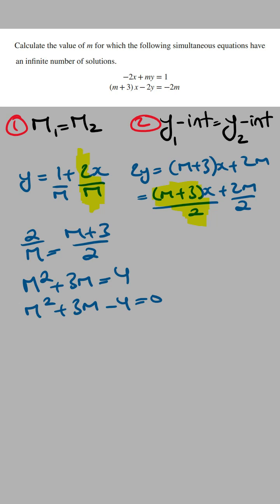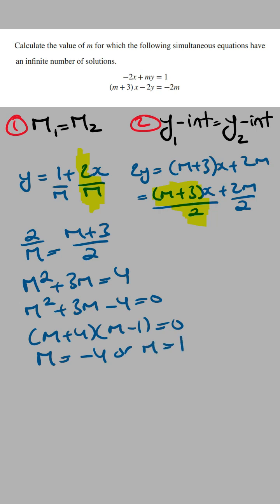We now have a quadratic, and so factorizing this, we're going to get m plus 4 times m minus 1 is equal to 0, which means then the value of m is equal to minus 4, or the value of m is equal to 1. This means when m is equal to any of these two values, the gradient of the lines are going to be the same, which satisfies the first condition.